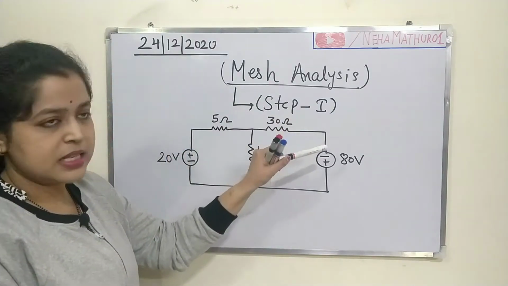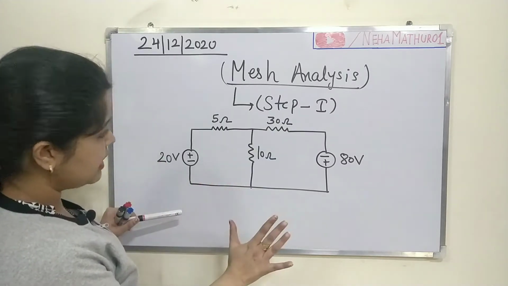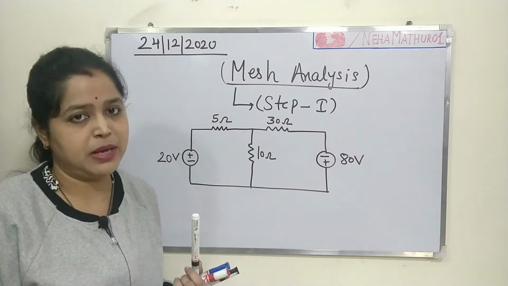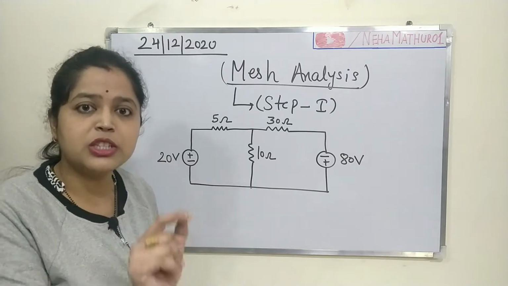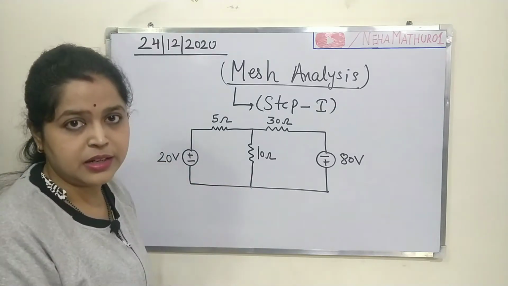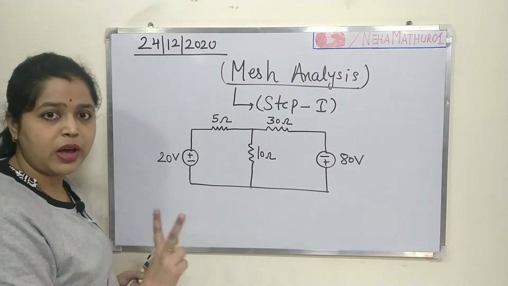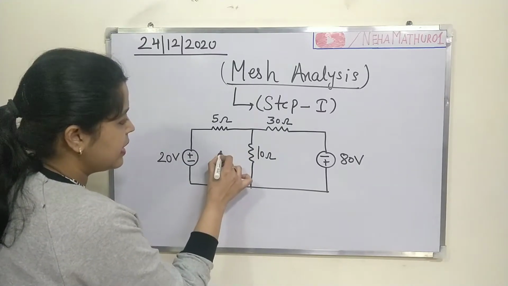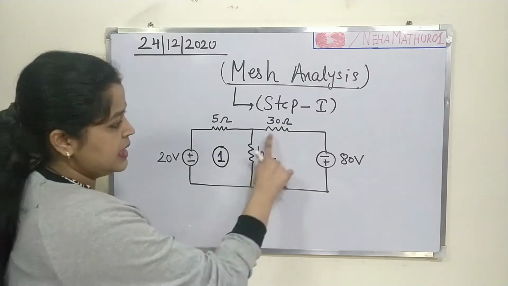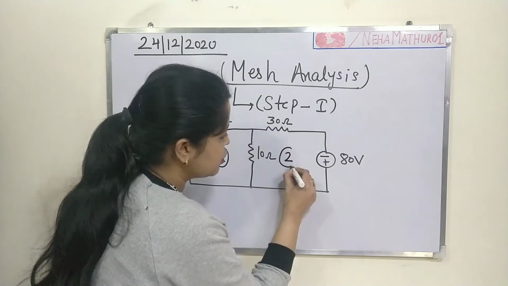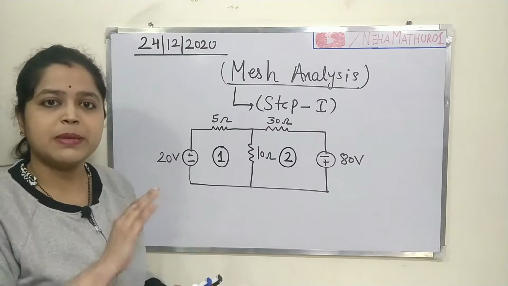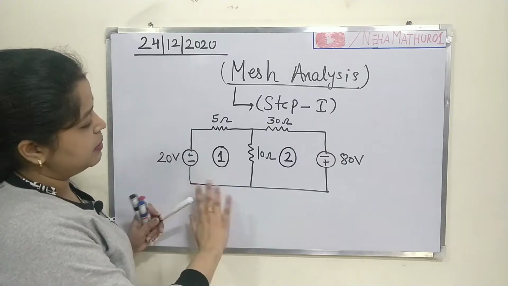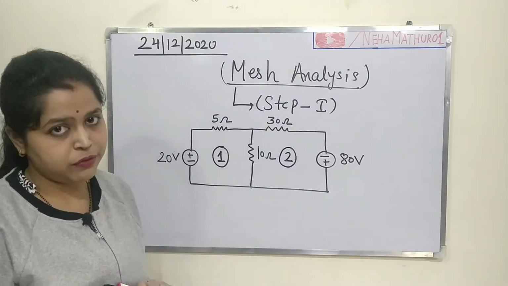In mesh analysis, the first step is to observe the circuit and try to identify all the meshes present in it. Now the question is, what is a mesh? A mesh is the smallest closed path present in a circuit. Here you can observe that you have two separate closed paths, just like this one. I am taking this as mesh 1, and this is also a smallest closed path, so this is mesh 2. So the first step, the identification and observation of this circuit in terms of the number of meshes, is completed.